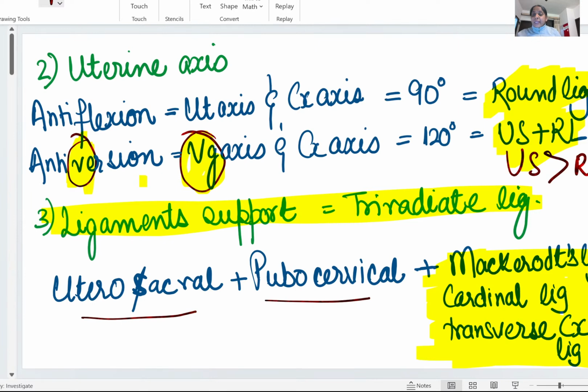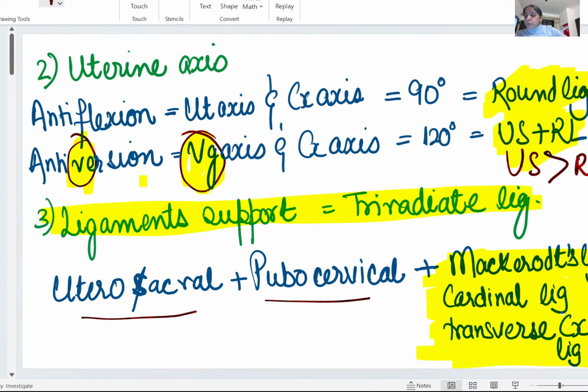Now after the uterine axis, third is the... you are not going to write pubocervical, beta. The answer is round ligament. Dr. Isra, it is uterosacral and round ligament. It is not pubocervical ligament, please correct it. It is round ligament. Yeah, very good.